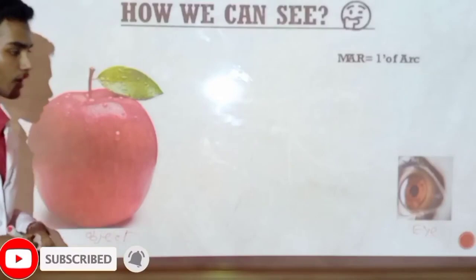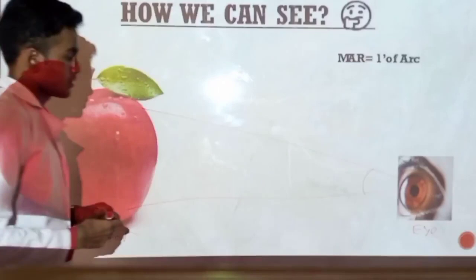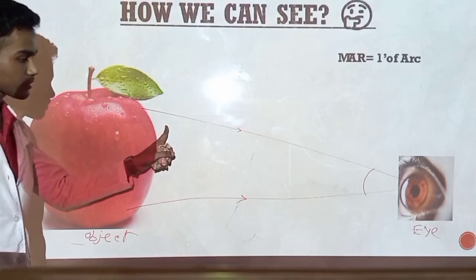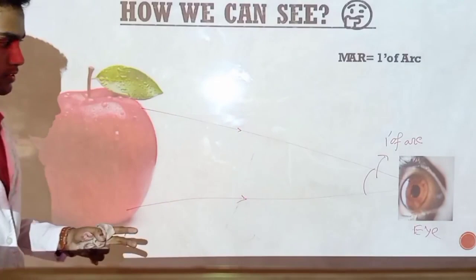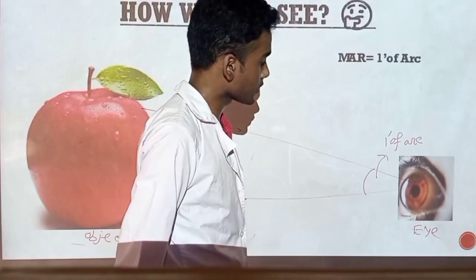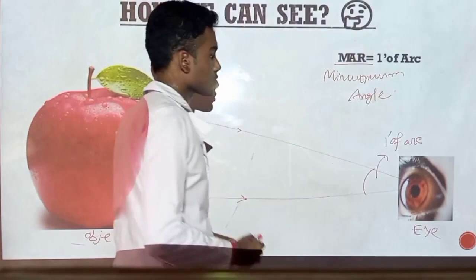That means the light rays coming from that object make an angle of 1 minute of arc at the nodal point of the eye. If we want to visualize any object, the light rays should make an angle of 1 minute of arc at the nodal point of the eye. This is called MAR, that means minimum angle of resolution. This angle should be created between the object and our eye.